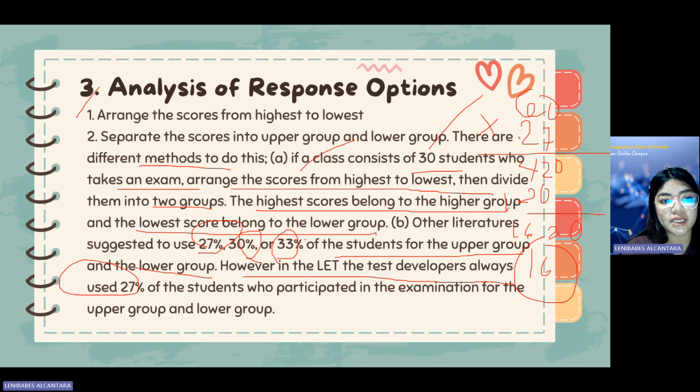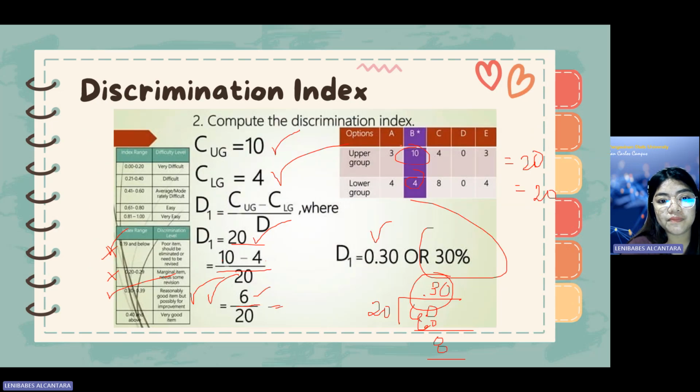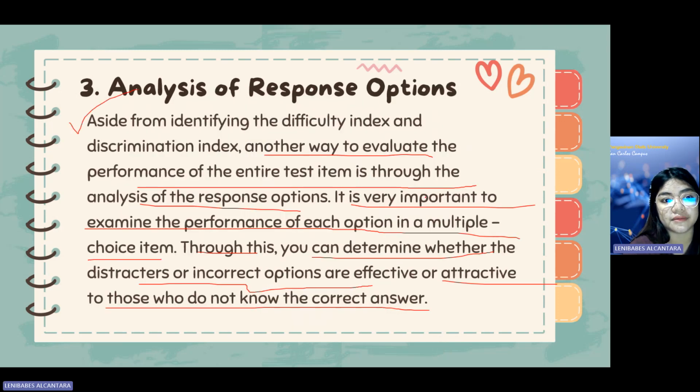Saan yun? ECE daw. Ayan. See? I know 4, mas mataas sa 3. 8, tsaka 4 dito. Okay? Ang medyo kakaiba na, if mas maraming pumili sa upper group, you have to revise something. You have to improve your item somehow, or yung distractors natin or options natin.